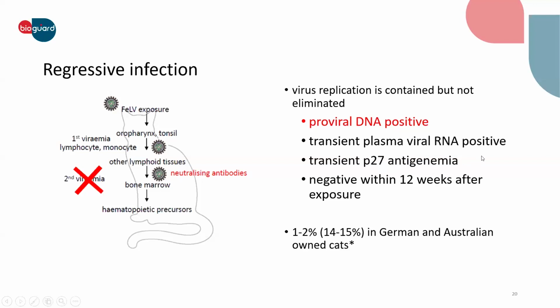And then 12 to 16 weeks after the infection, the P27 protein and the plasma virus RNA will disappear again. So that's why we call it transient plasma virus RNA positive and transient P27 antigenemia. And this kind of cat is usually about 1 to 2% in the study in Germany and Australia.